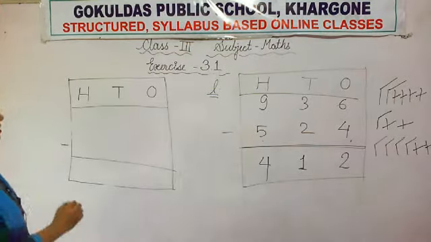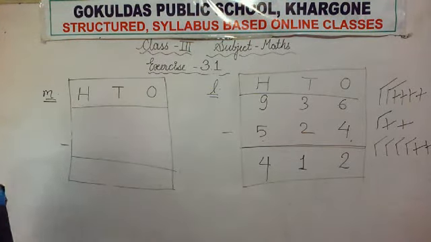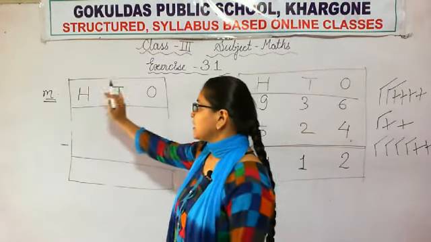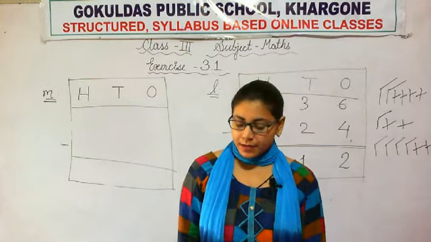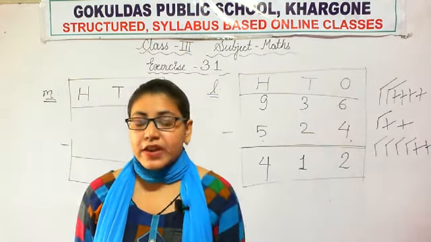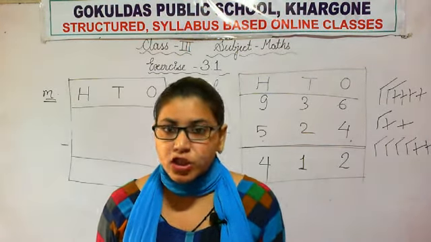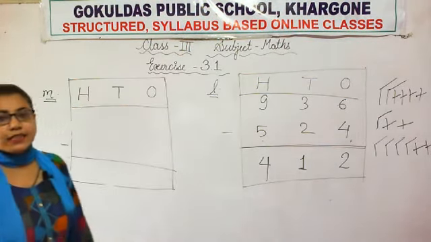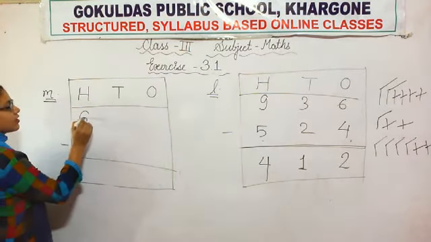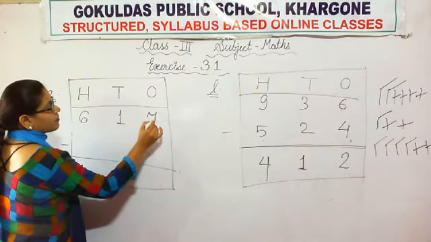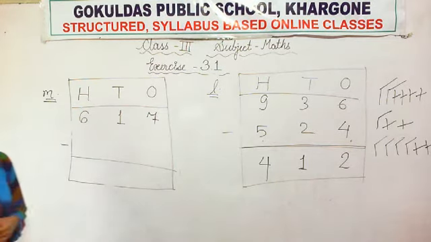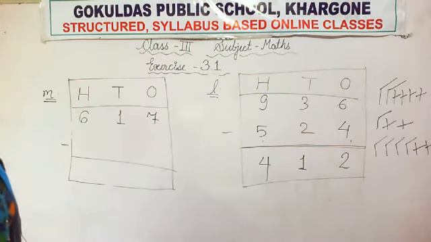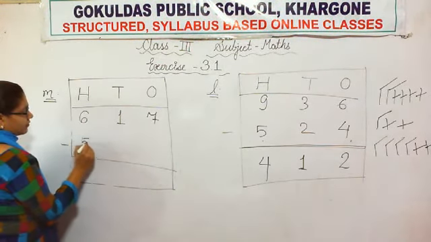Now, the next part is part M. Again, the very first step is writing of all the places. Writing of ones, tens and hundreds is our very first step. Now, the next step is writing of minuend and subtrahend. Our minuend is 617, so we will write 617 first. Ones below ones, tens below tens and hundreds below hundreds. And our subtrahend is 515, so we will write 515.